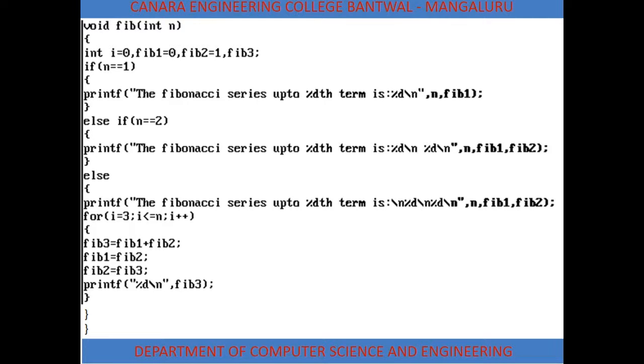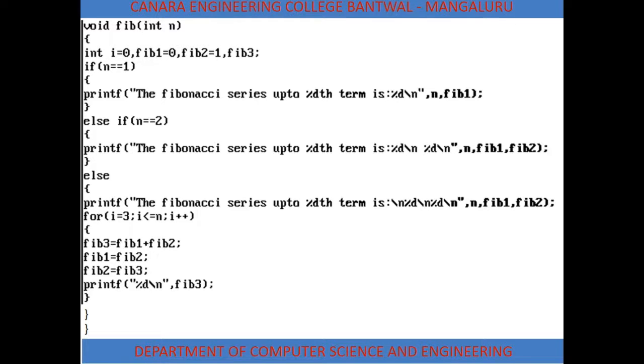Now again fib1 equal to fib2, fib2 equal to fib3. Now percentage d slash n, fib3. That is, the next Fibonacci number is displayed, that is 2. Next i will be incremented by 1. i becomes 5. 5 is less than or equal to 5, condition is true.